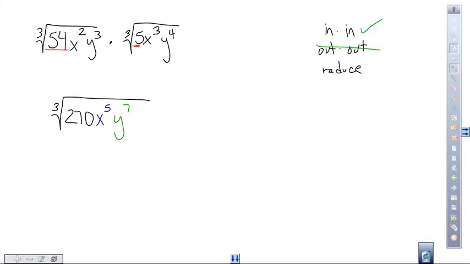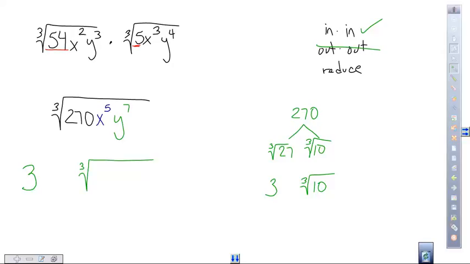So now I'm at the reduce phase. So 270, not a perfect cube. I just want to ask myself, is there a perfect cube that divides it? And the answer is yes. It's actually 27 times 10, and 27 does have a cube root. The cube root of 27 is 3. 10 does not have a cube root, so it will stay the cube root of 10. So that tells me that 3 is going to come out, and 10 is going to be left behind. So that was my first phase.